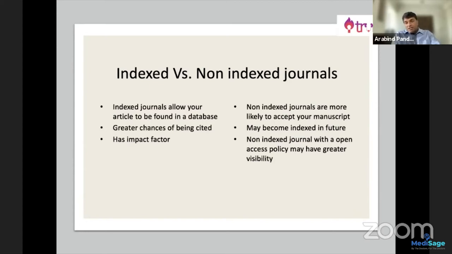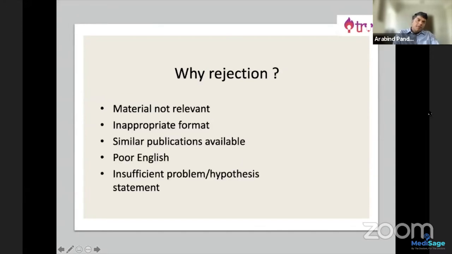And these non-index journals, if it's a good journal just starting out, may become indexed in the future. Non-index journals with an open access policy sometimes have greater visibility than even an index journal. It's controversial, but generally, if you are choosing a journal which may become indexed in the future and has open access, then it may be worth having a look there.